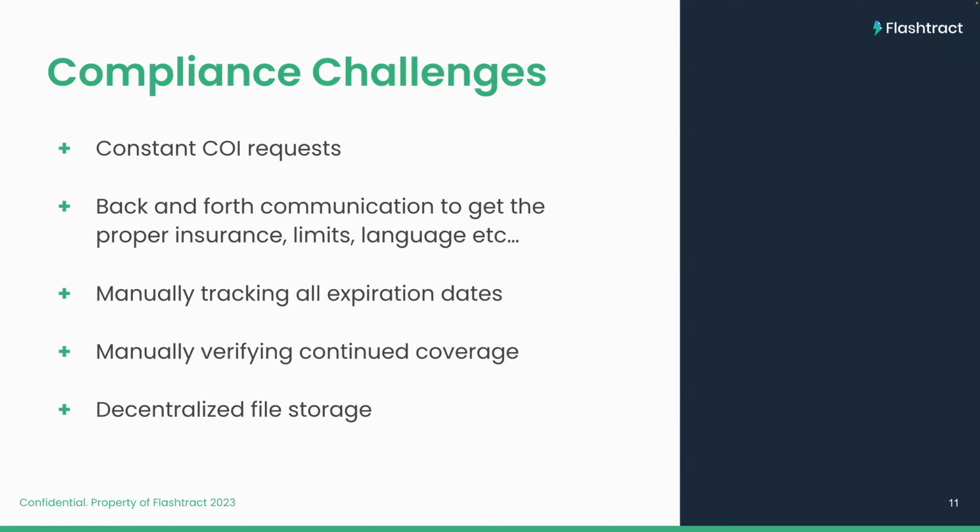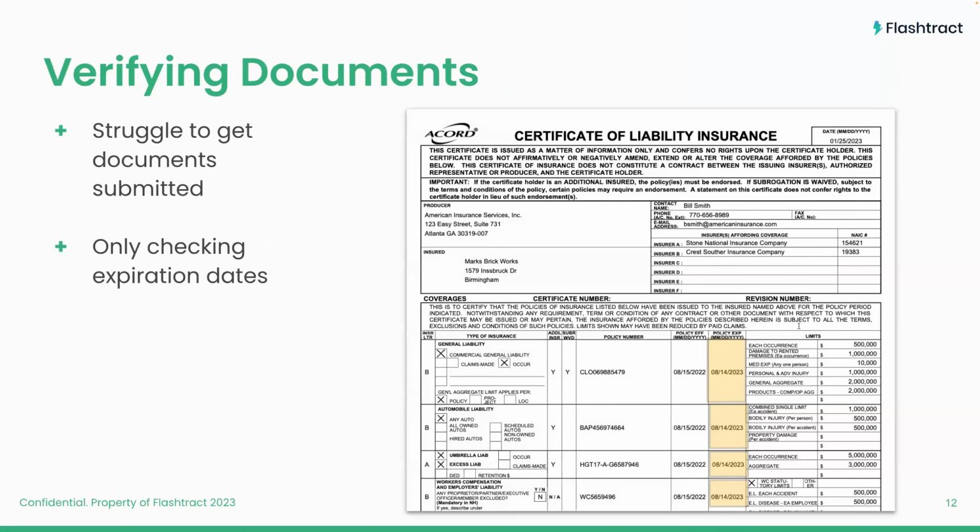It's constantly requesting new COIs for every contract, back and forth communication for the proper insurance, right? Working with subs. Hey, what do you need from me? And they submit it. No, it's wrong. How do I need to correct it? What are the limits you need? And then manually verifying all that continued coverage, storing all those documents. Just a lot of manual time throughout the life of each project for every single contractor.